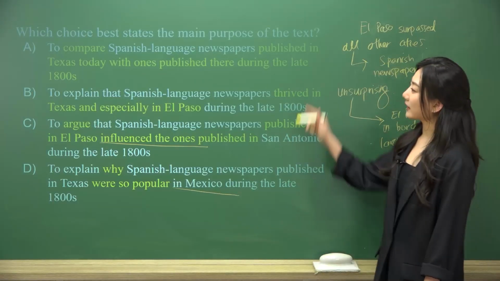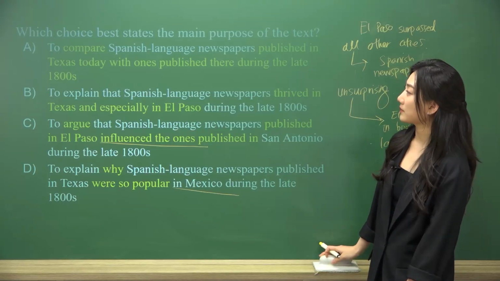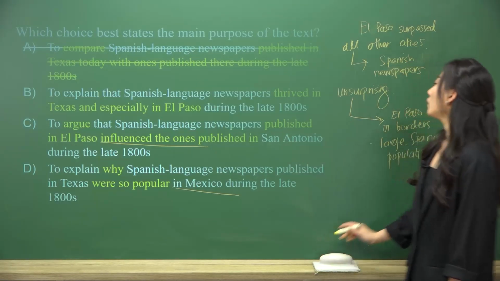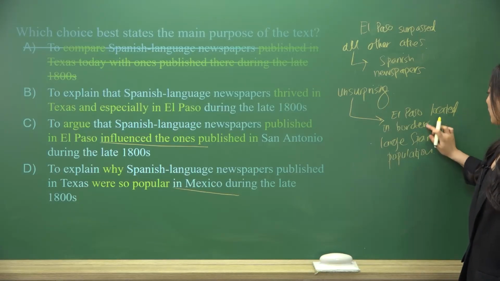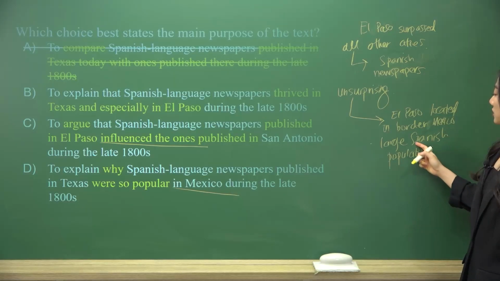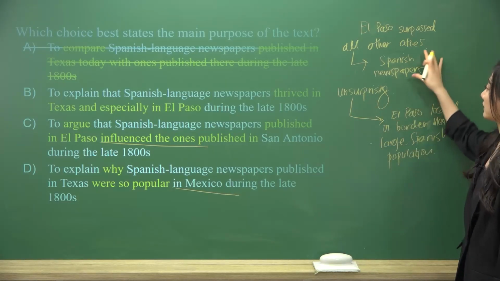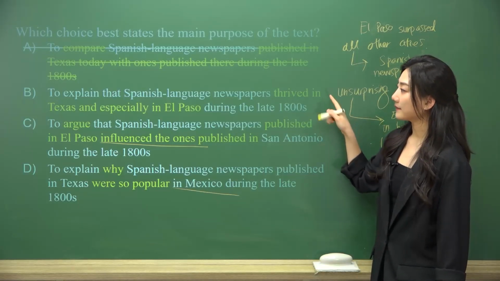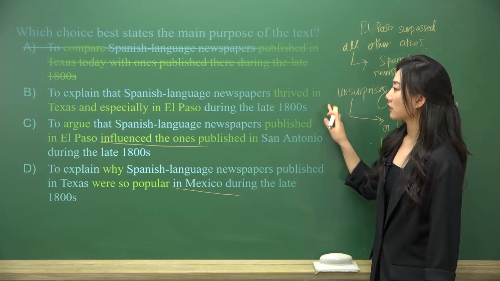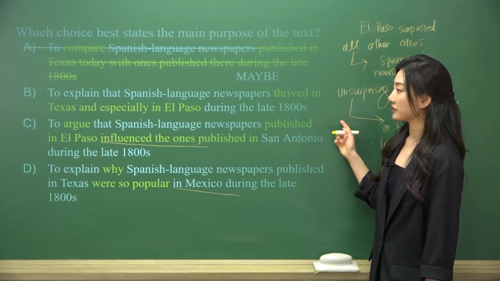Okay, so for A, to compare Spanish language newspapers published in Texas today with the ones published there is irrelevant. What we're trying to show is that El Paso is located on the border, bordering Mexico, so it has a large Spanish population. It is unsurprising thus that it was the hub of these Spanish newspapers, so we can delete A. To explain that Spanish language newspapers thrived in Texas and especially in El Paso during the late 1800s is our maybe.